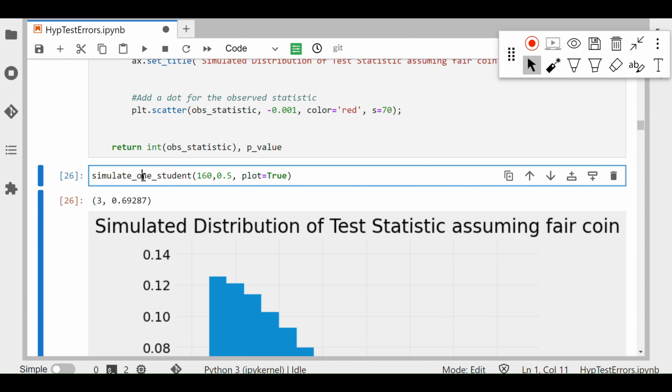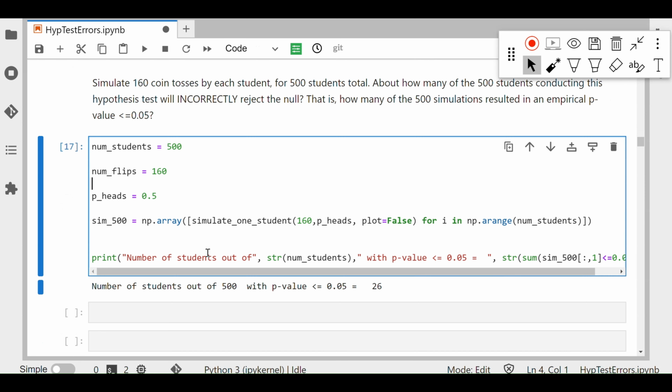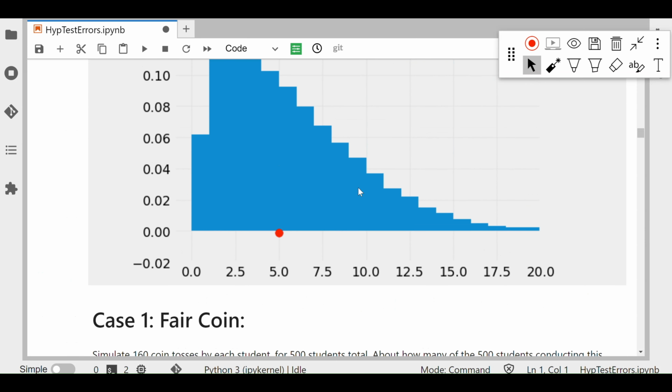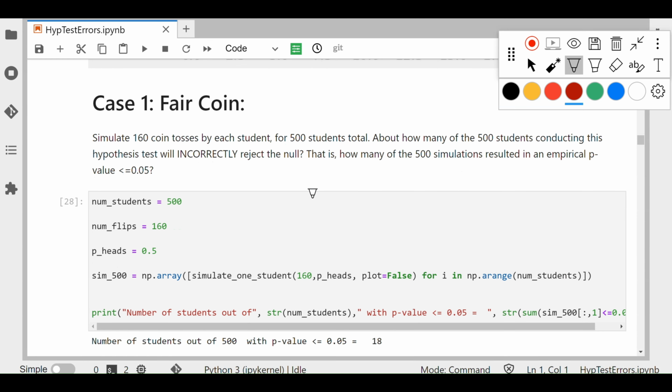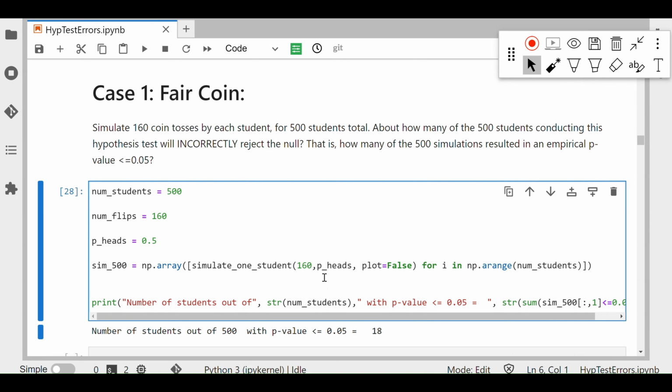And so if we do this with not just 1 or 2 or 3, but we do this with 500 students, that's what we have here, we're now going to print how many of them have a p-value less than or equal to 0.05. And if you're thinking, well, let's see, this is the distribution they're all sampling from, so it should be roughly 5%, right? Because 5% of the time I'm saying they're going to get some value way out here, so we would think 5% of the students should end up with that value way out here. You are correct. So how many of these 500 students will incorrectly reject the null? It should be about 5%, which is about 25.